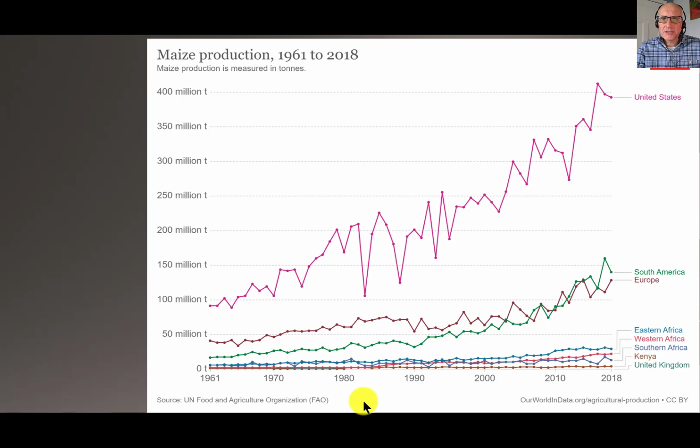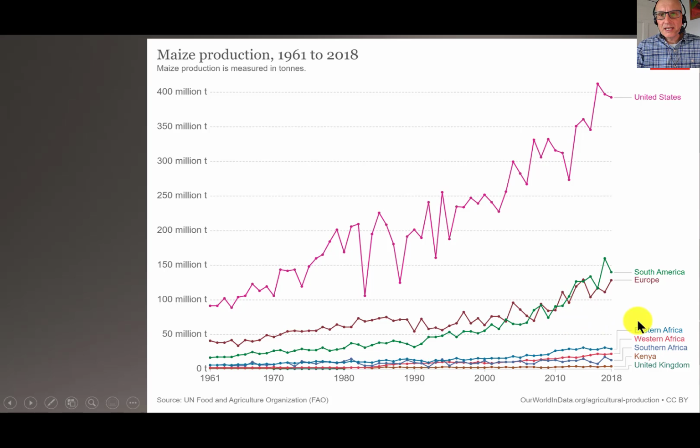And in the US, we see maize starting from a relatively high base and the production continuing to grow. Now, obviously, this is a mix of an increased land area, but also it's around varieties, it's around fertilizer, and it's around water. And we've seen similar patterns in both South America and in Europe. South America coming from a lower base, but catching and now overtaking Europe in its maize production.